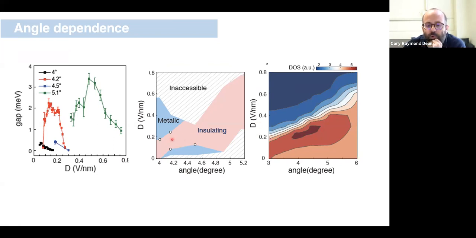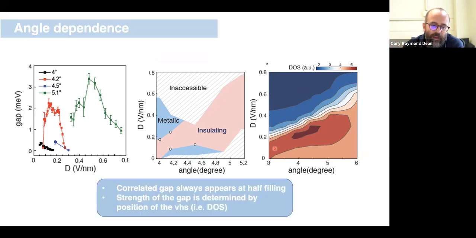What we see is that broadly, there's a good correspondence between our data and the magnitude of the density of states at half filling that we would calculate theoretically. Another way to say that is that the insulating feature seems to be present when the density of states is maximal. Or, when the Van Hove singularity, which moves as a function of displacement field, is coincident with half filling, that's when we see a Mott gap. And when it moves away from half filling, that's when that gap diminishes. To summarize, our correlated gap always appears at half filling. But as we shift the position of the Van Hove singularity in our interpretation, the Mott gap stays at half filling, but its strength depends on how close to half filling the Van Hove singularity is, or how large the density of states is at half filling.